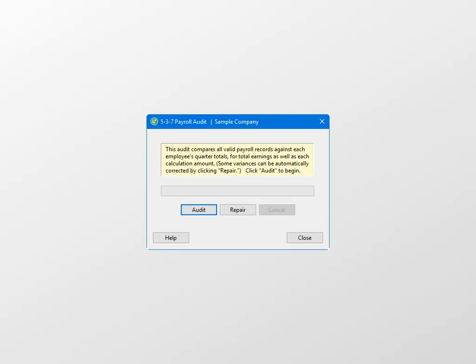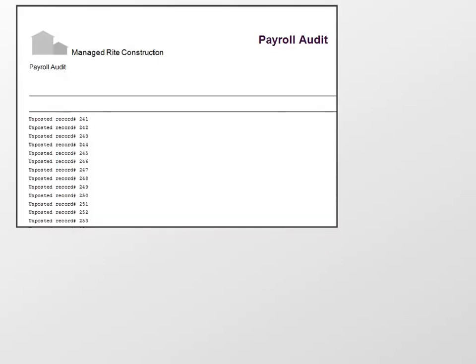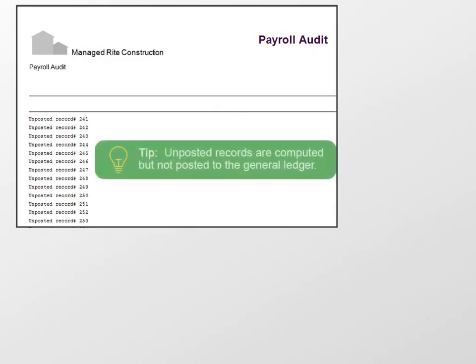There are other errors you may receive when you run Payroll Audit. Let's take a look at some of these now. You may have unposted payroll records. These records are final computed but not posted to the general ledger. To correct unposted payroll records, open 526 Post Payroll and post the payroll.